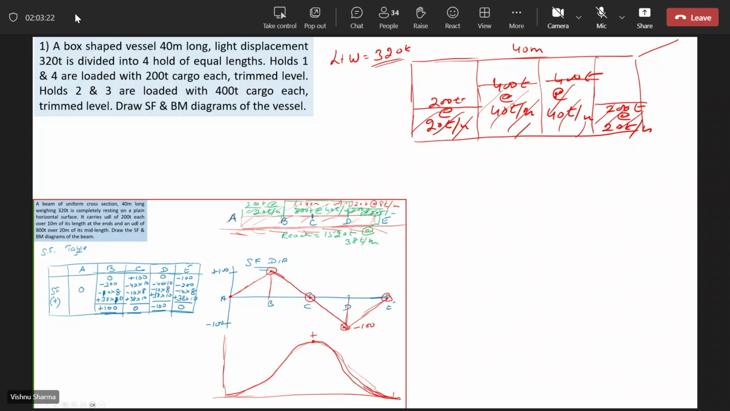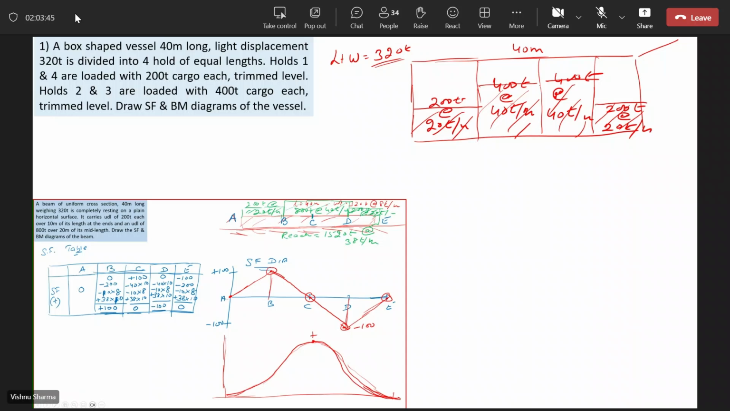But if it is not uniformly distributed, then the question must provide me the complete details. How is it distributed? In the absence of that detail in the question, the only thing you can do is assume that this 320 tons is uniformly distributed. Am I clear, class? Yes or no?